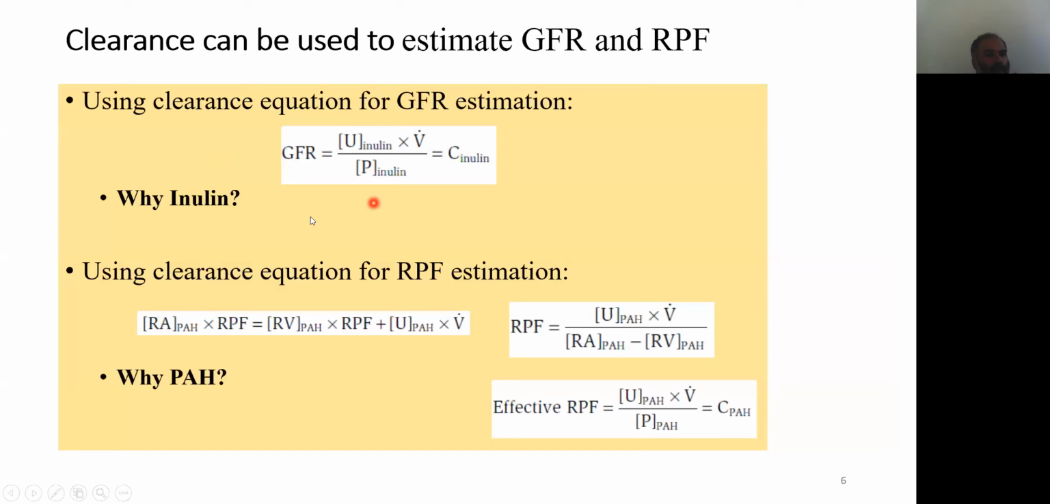So we have comfortably looked at how clearance of inulin will very reliably reflect the GFR in humans. Now look at renal plasma flow estimation.